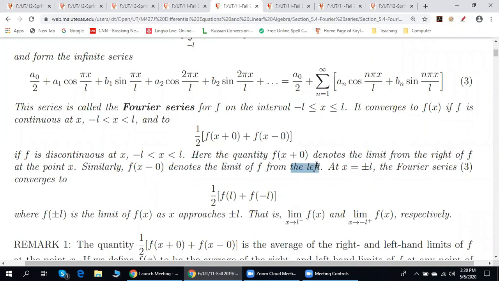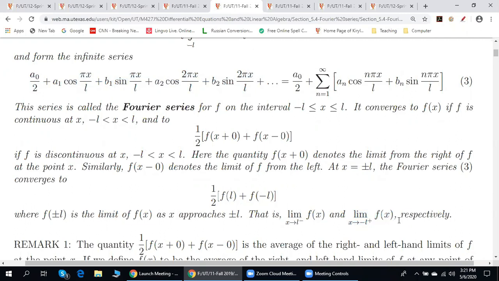Lastly, case 3: suppose x is one of the endpoints. Then our series converges to this, where f of L is again a limit from the left, and f of negative L is a limit from the right.